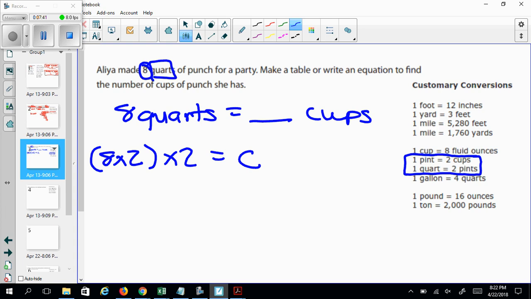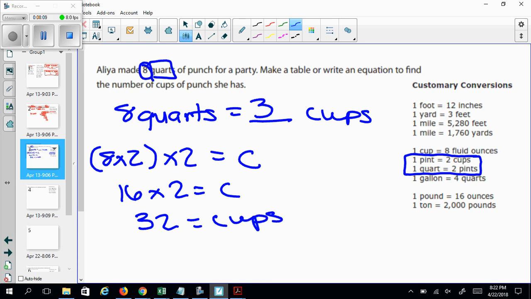All right, now if we wanted to solve this, remember whatever is in parentheses you do first. So 8 times 2 is 16. And then we bring down everything else, times 2 equals however many cups. And then 16 times 2 is going to be 32. So that's how many cups there are in 8 quarts. So there are 32 cups of punch. Okay?